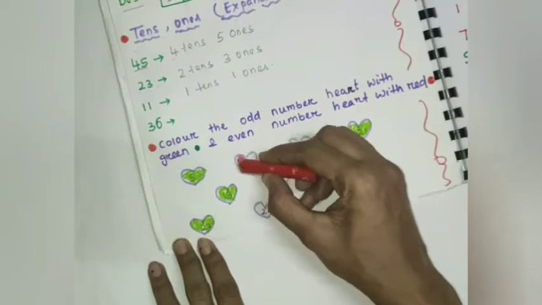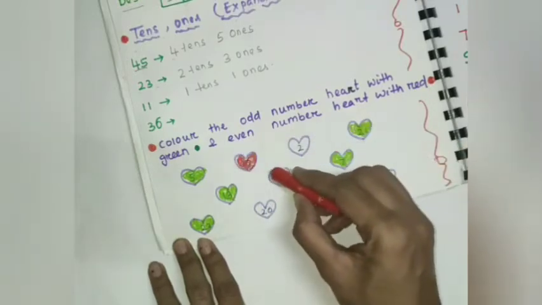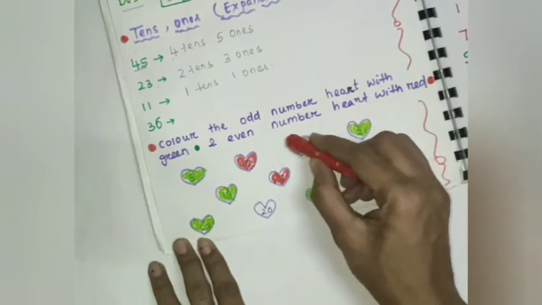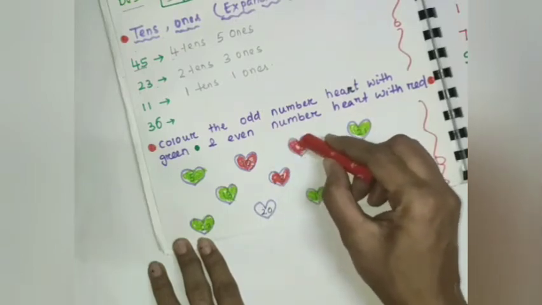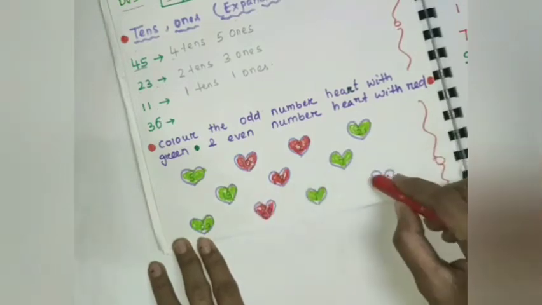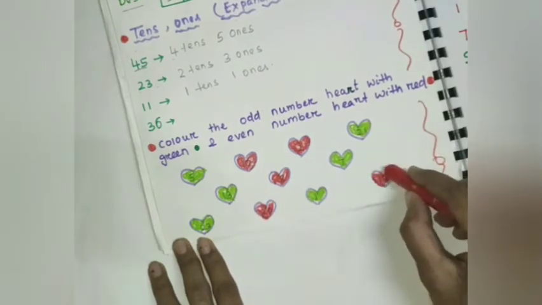Okay, like that we'll figure out which one is even and which one is odd. Okay, this way we will color the hearts green and red.